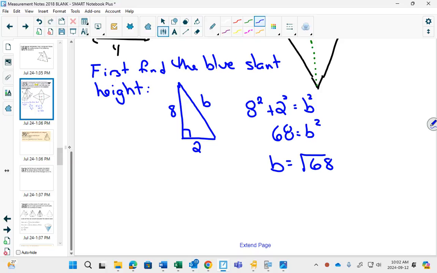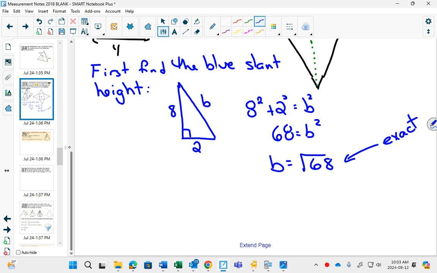Is the square root of 68 something you can do easily in mental math? No. Could you estimate it? What would it be close to? Close to 8, because you know the square root of 64 is 8. Okay, it's good to get mental math. I'm going to label this right here.